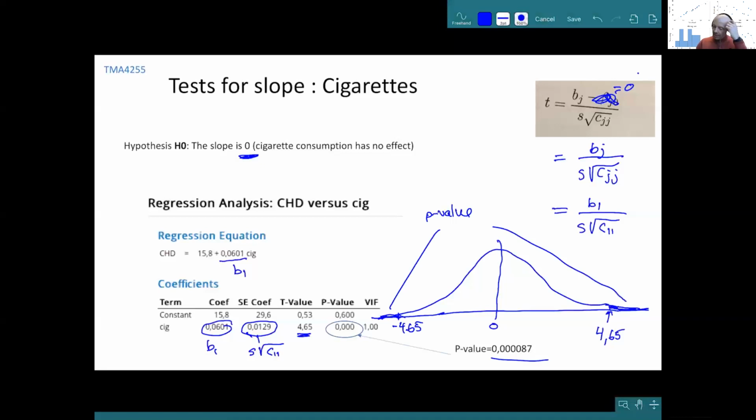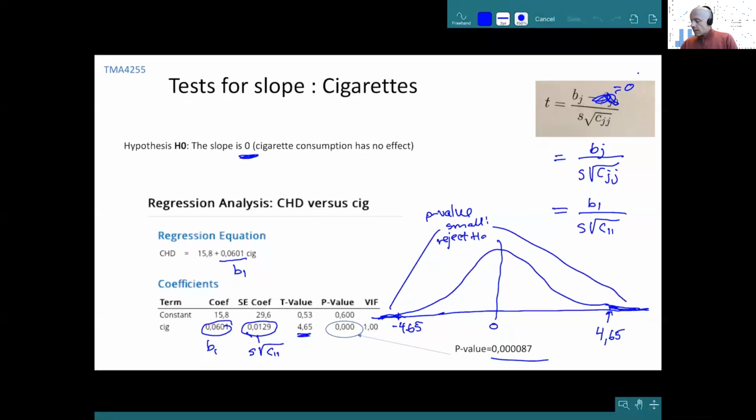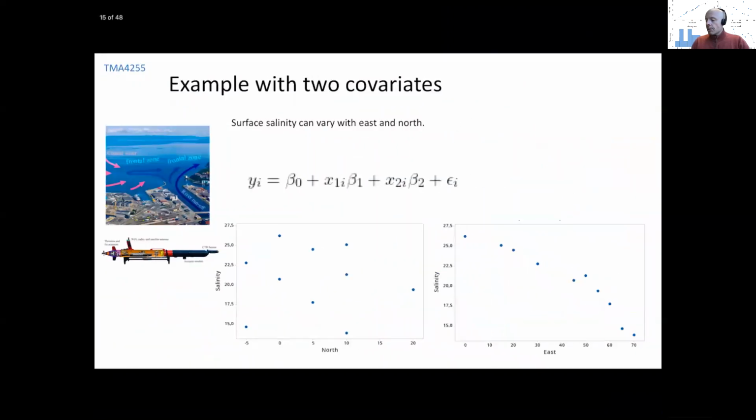So what happens here? Well, we would reject H0. The p-value is small, reject H0, and we say that, okay, smoking a lot of cigarettes is not good for your health. At least when it comes to coronary heart disease. That's what we're looking at here. We could also do this with other covariates.